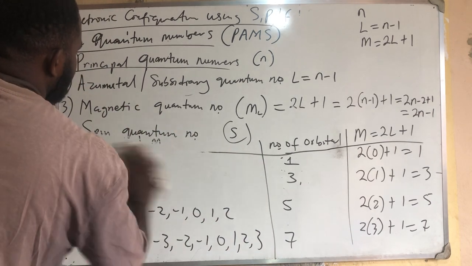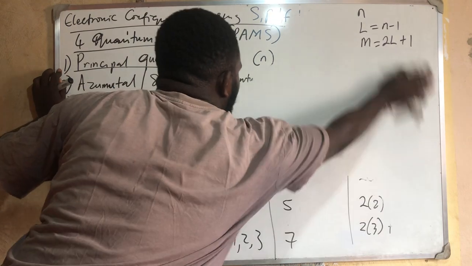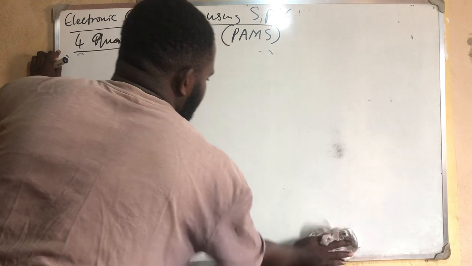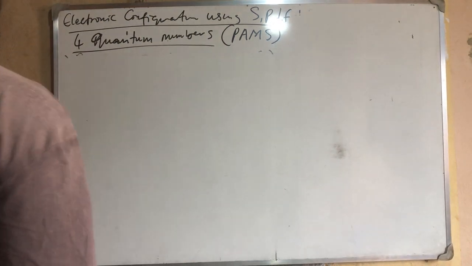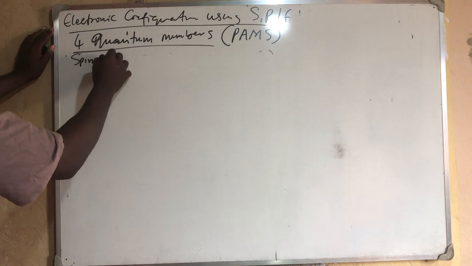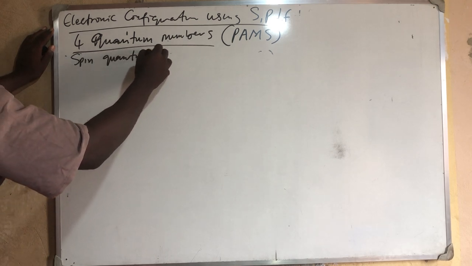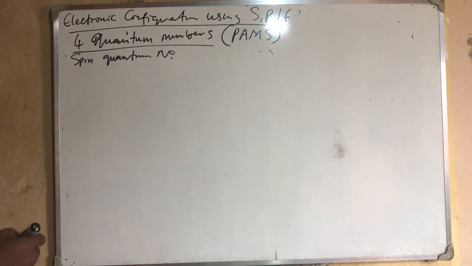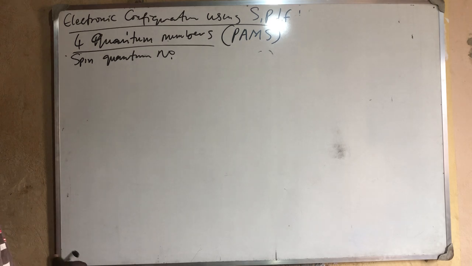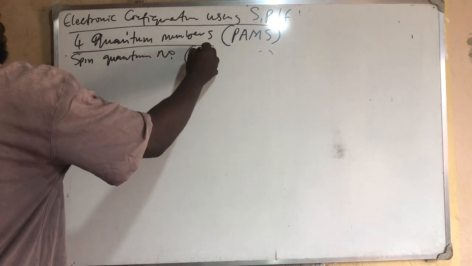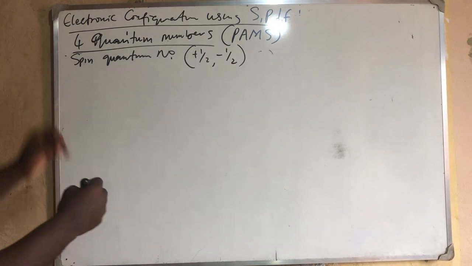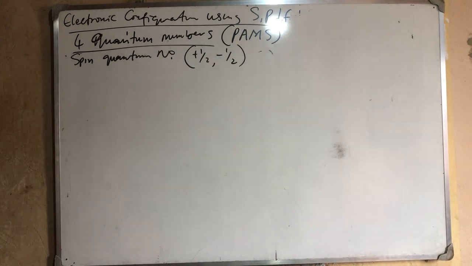So, for the last one, which is the spin quantum number, before we talk about how to write the electronic configuration, the spin quantum number has the value of plus half or minus half, right? That is plus or minus half.